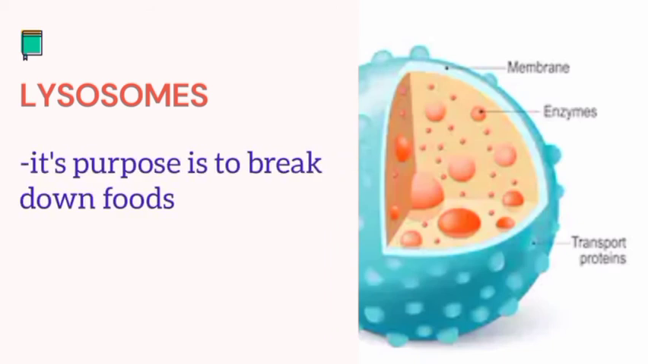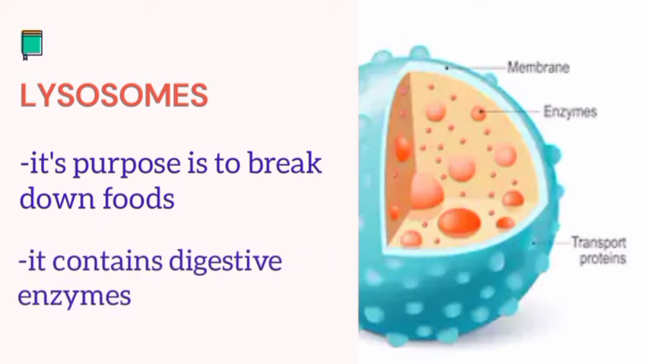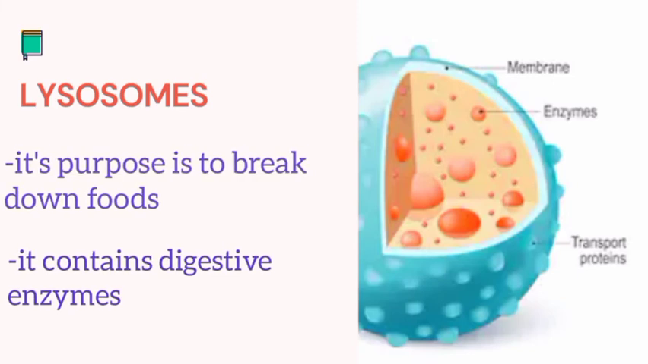The next is the lysosome. Its purpose is to break down food. Lysosomes also contain digestive enzymes, and in white blood cells, they can also destroy pathogens. When white blood cells engulf pathogens in the process of phagocytosis, the lysosomes inside the white blood cells can break down those pathogens or disease-causing agents into the smallest stuff that can be used or recycled by the cell.